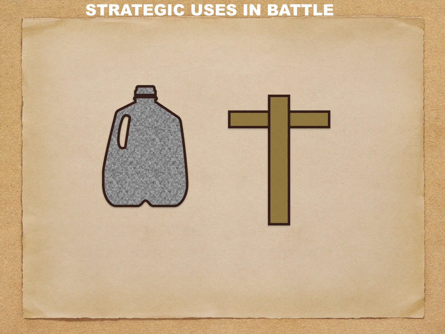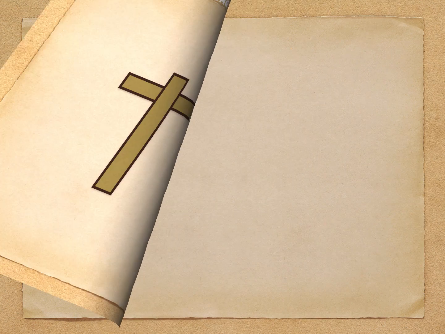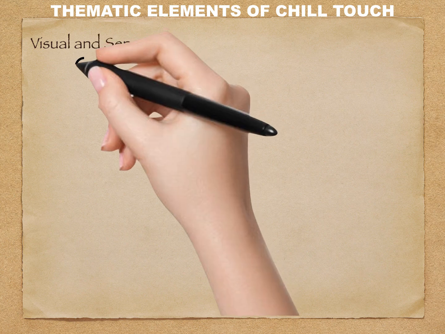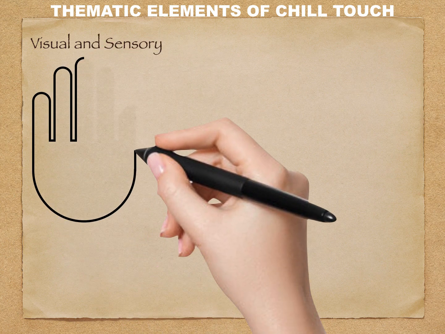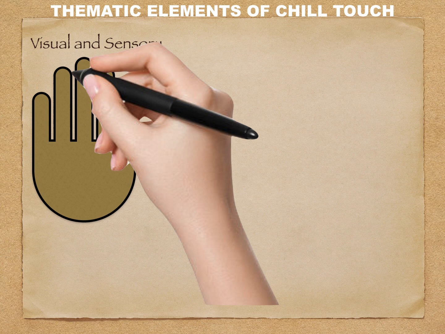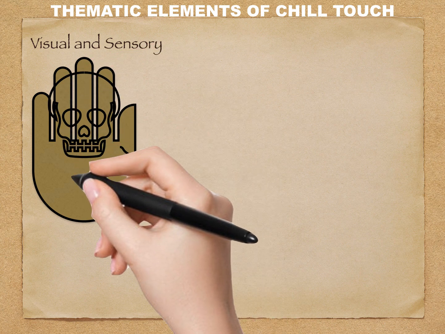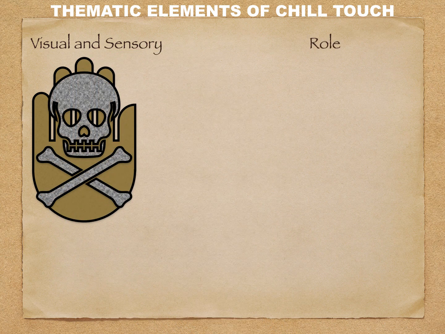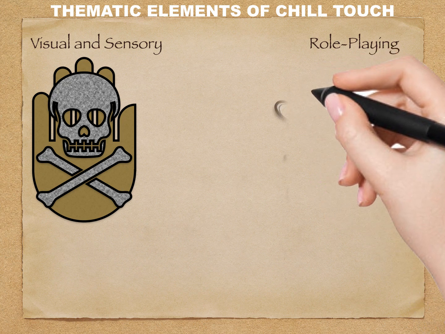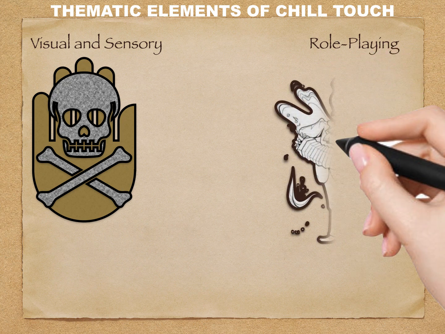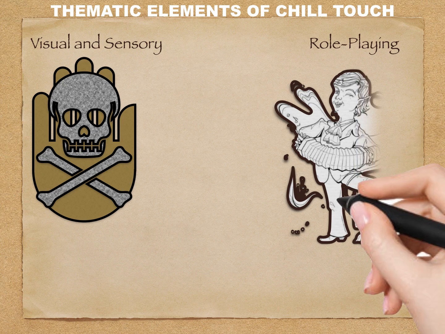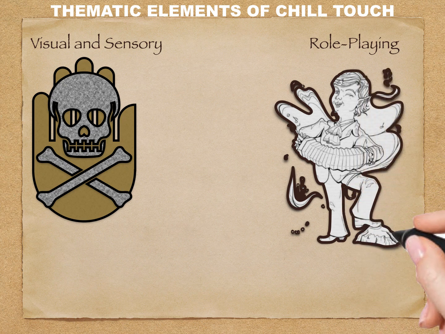Now let's check out its thematic elements. The thematic elements of Chill Touch. Actually, there are two elements: visual and sensory, and role playing aspects. First and foremost, let's go with visual and sensory description. Imagine a ghostly skeletal hand emerging from the ether, its icy fingers grasping at your foe. The hand leaves a numbing cold in its wake, a clear sign of necrotic power.